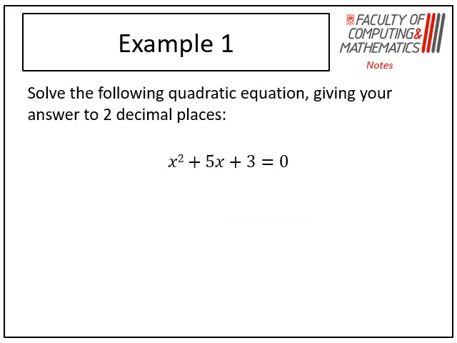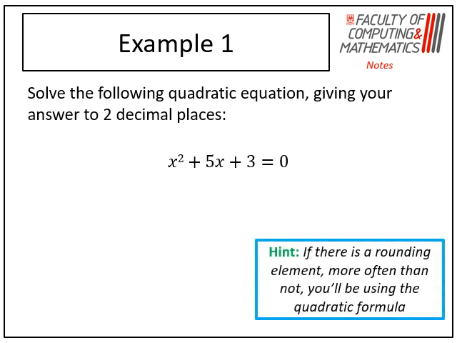Let's take a look at the first example. We want to solve the following quadratic equation, give your answer to 2 decimal places. So we're solving x squared plus 5x plus 3 is equal to 0. I've just said in the box there, if there is any type of rounding element, more often than not, you're going to have to use the quadratic formula. So the fact that it says give your answer to 2 decimal places and it's a quadratic equation, you're going to have to use the quadratic formula. It won't always be 2 decimal places, it could be 1, could be significant figures as well.